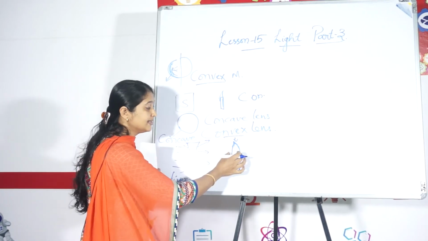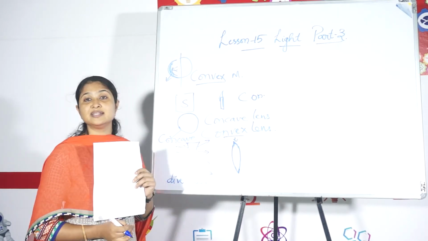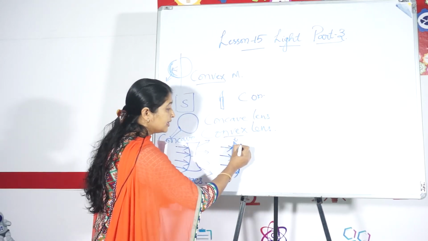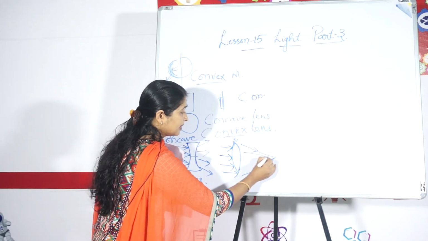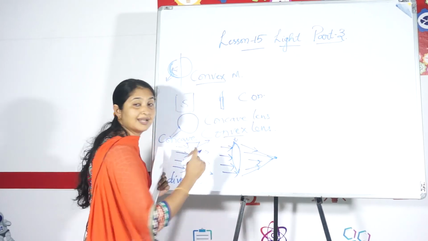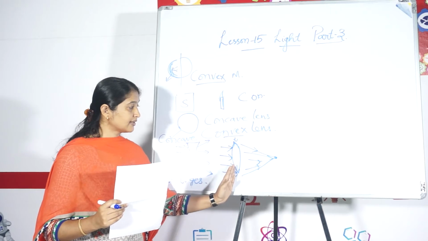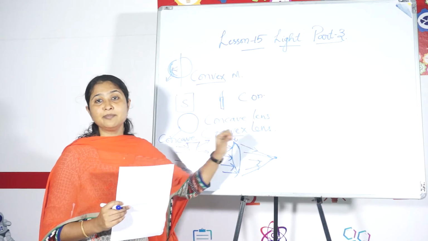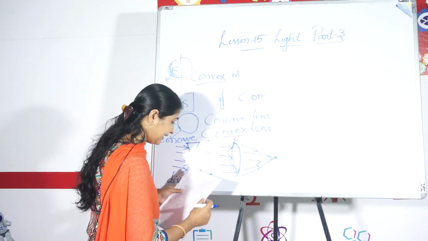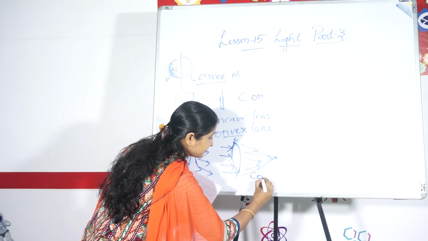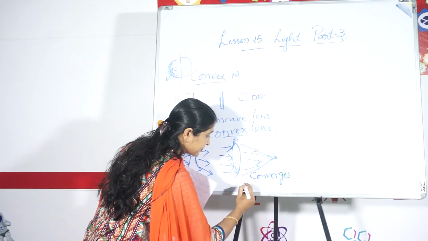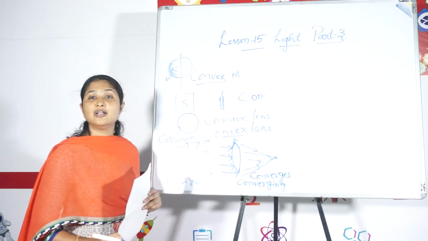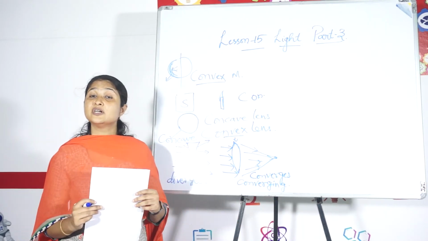Now next is the convex lens. I told you it is thick in the middle and thin at the edges. So when light is passing through this, what happens? All the light will be coming to a point like this. When light is passing through a convex lens, all the light rays come together at one point. So for this we call it converges. So we call this convex lens a converging lens.